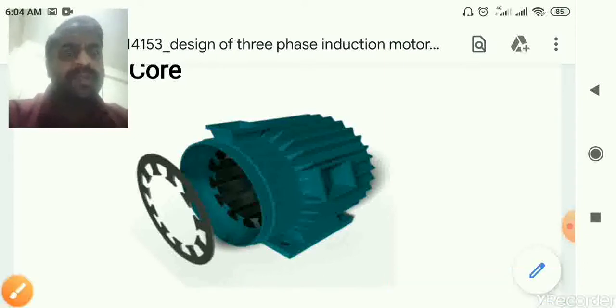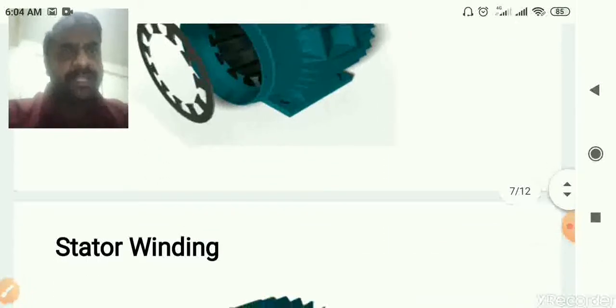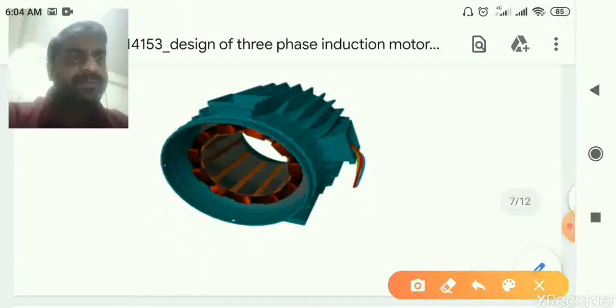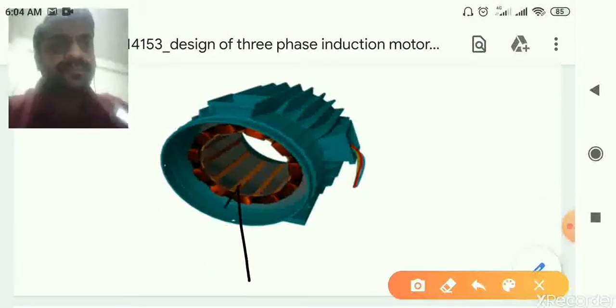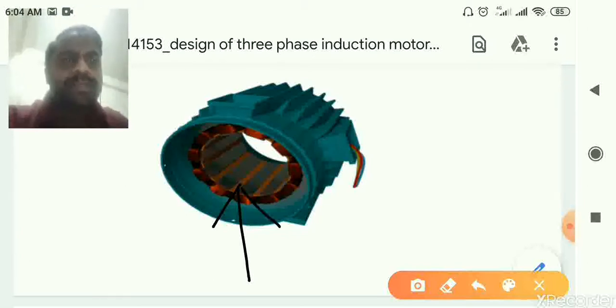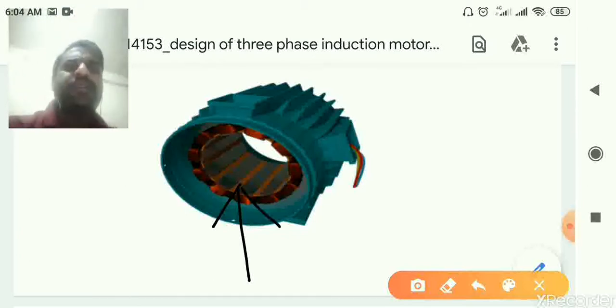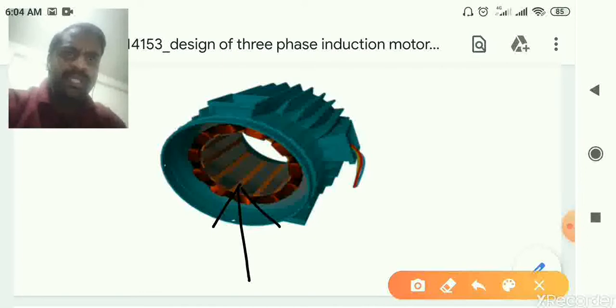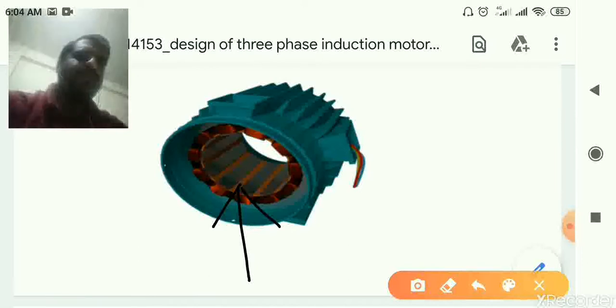So the third part of the stator is the stator winding. You can see here is the stator winding. You can see here the outer periphery of the stator core is slotted, and the conductors are placed in the slots which are joined together to form the winding. And this winding is either connected in star or delta, which totally depends on which type of starting method we want to use.